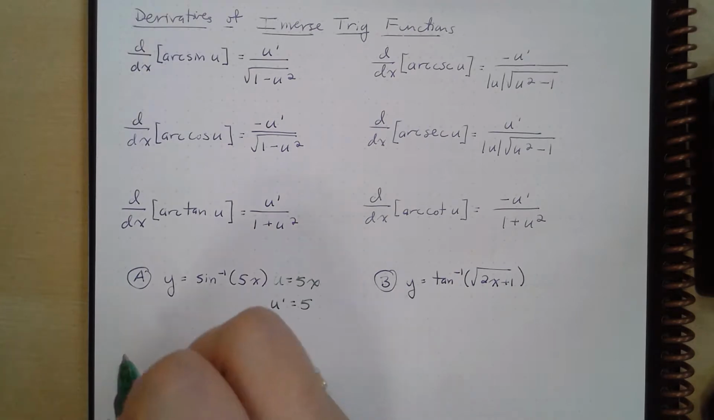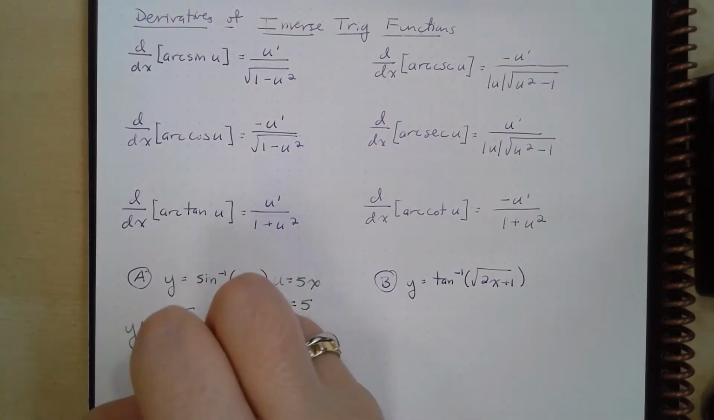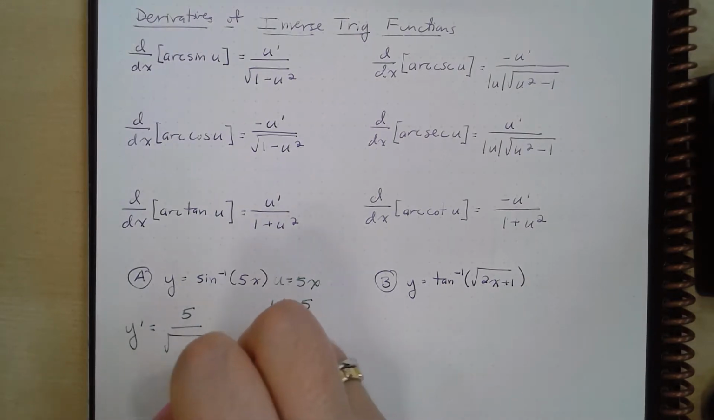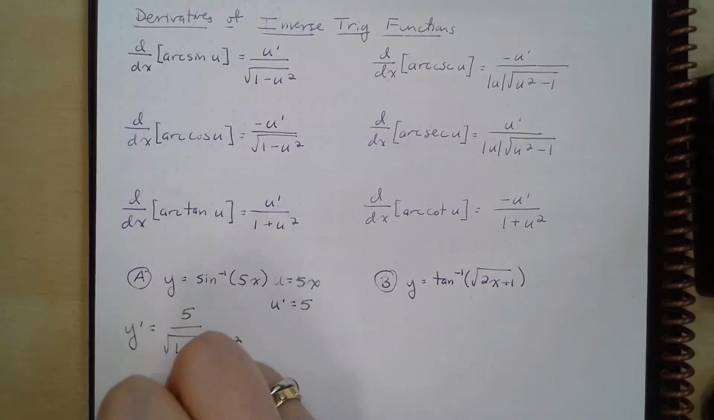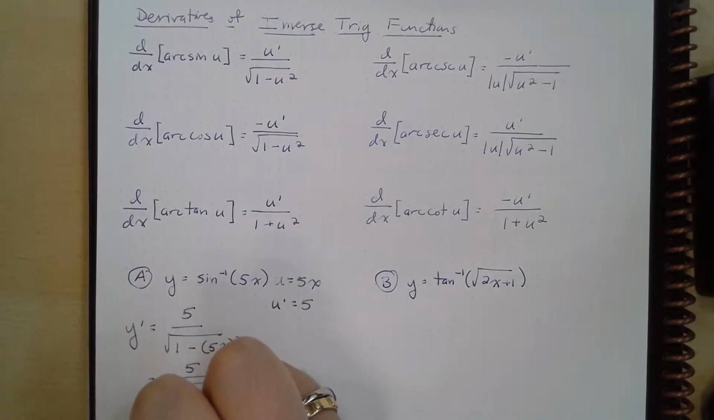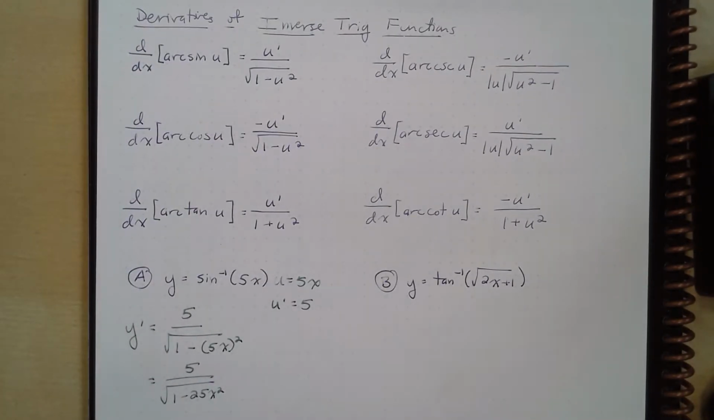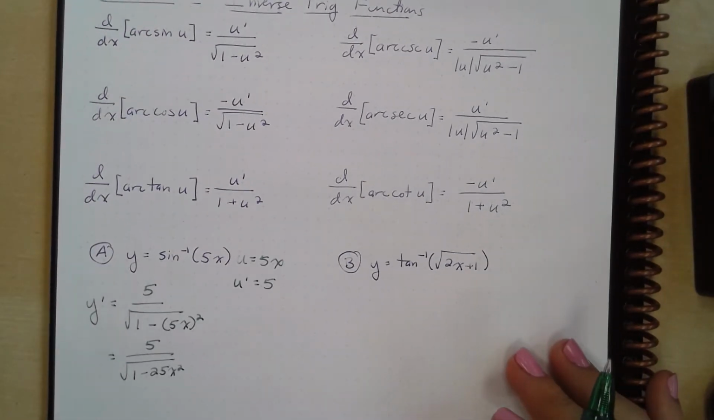So if I'm going to find my derivative, well, y prime is going to be equal to 5 over the square root of 1 minus 5x squared, which you could rewrite as 5 over the square root of 1 minus 25x squared. That's it. That's the whole derivative. This is really kind of plug it in, solve it. It's not too complicated.